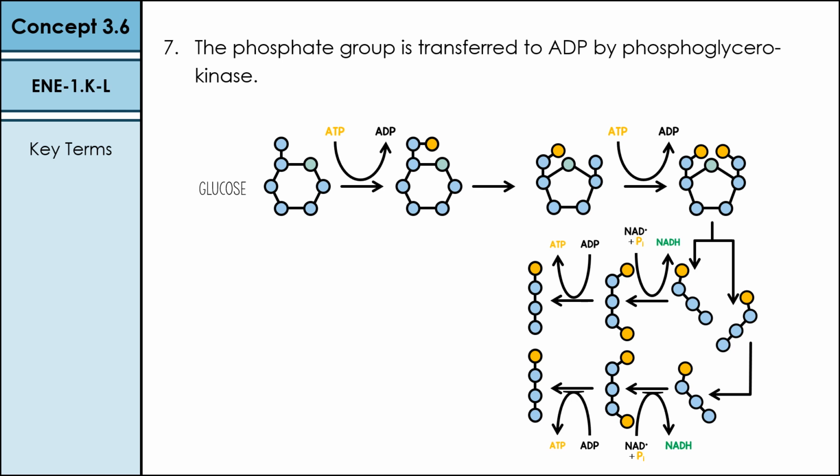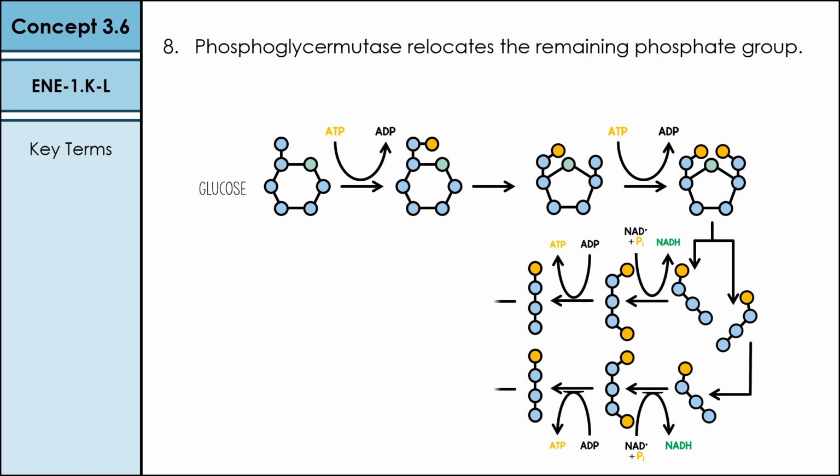reduced, and we transfer one of the phosphate groups by an enzyme called phosphoglycerokinase, and that takes us to a more linear structure. And finally, well, almost finally, sorry, we got a couple more steps.